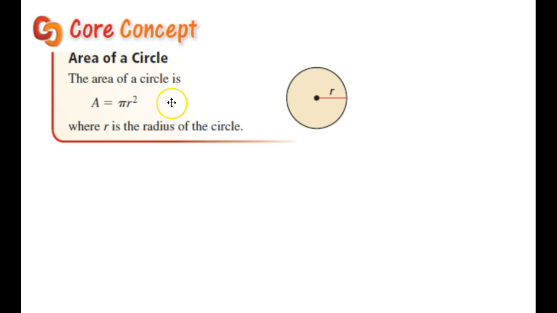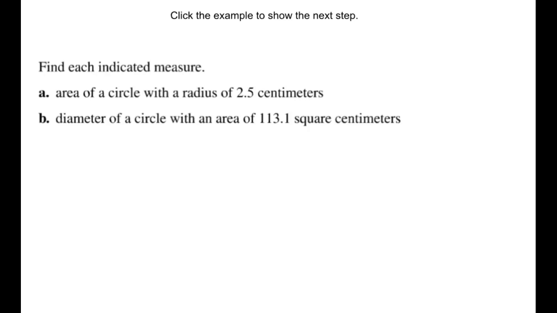Then we're going to be using those areas of sectors. So the first thing, the area of a circle is pi times r squared, where r is the radius. This should be familiar. You should have seen this before. Now, this is a reminder of how we find the area of a circle. So let's actually do that. First we want to find the area of a circle with a radius of 2.5 centimeters.